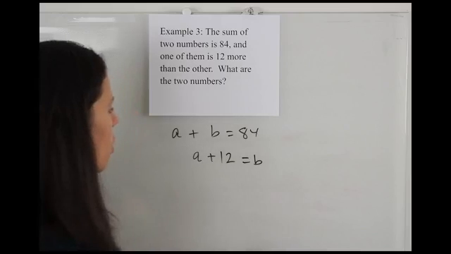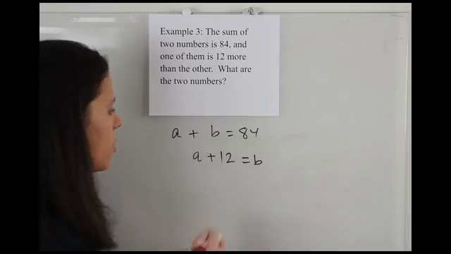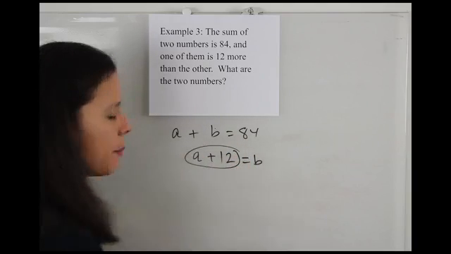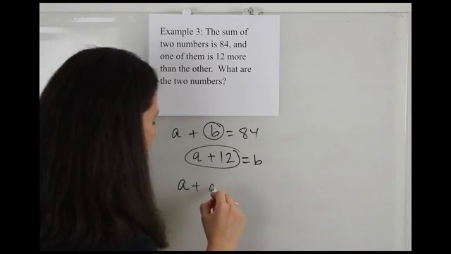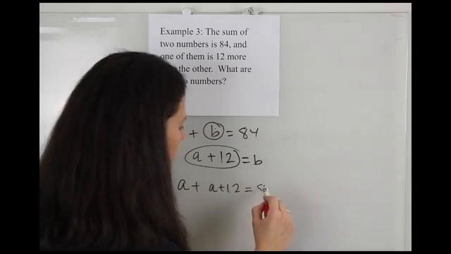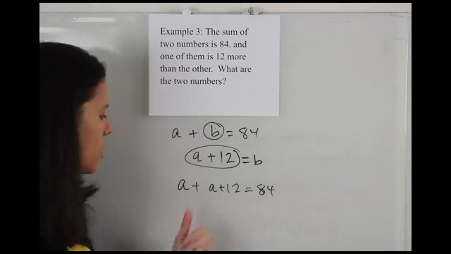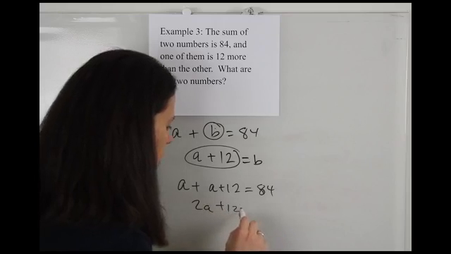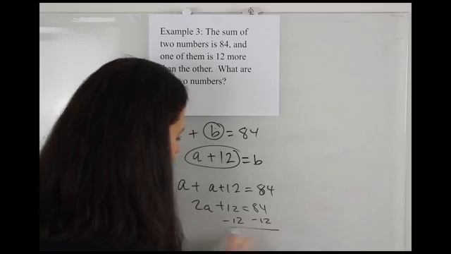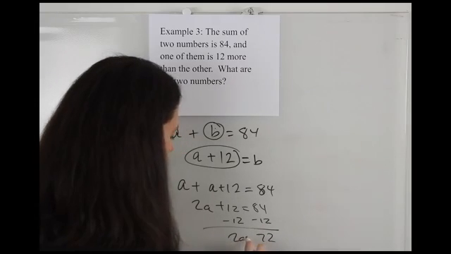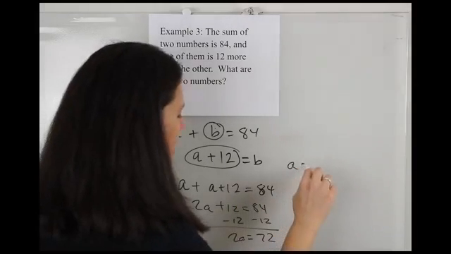All right. So in this case, what I'm going to do then is solve for A, right? So I'm going to substitute this B for A plus 12. This B is going to be my A plus 12. So I'm going to end up with A plus A plus 12 is going to be equal to 84. Okay? And then we solve, so that'll be 2A plus 12 equals 84. Subtract 12 on both sides. This is going to be 72. 2A equals 72. A is equal to 36.